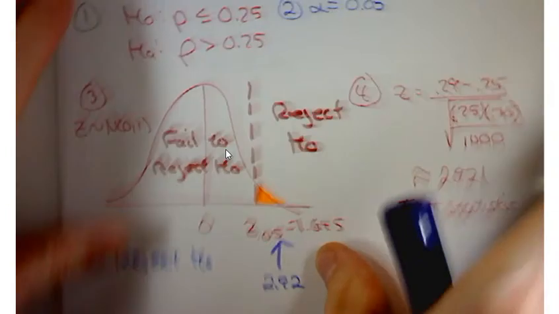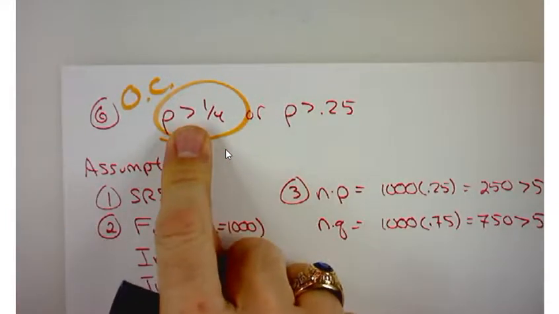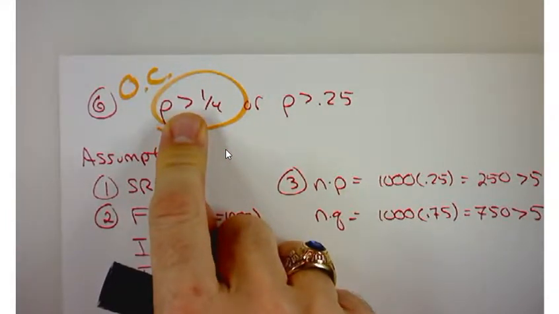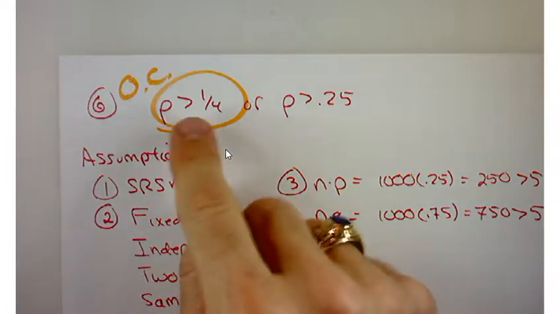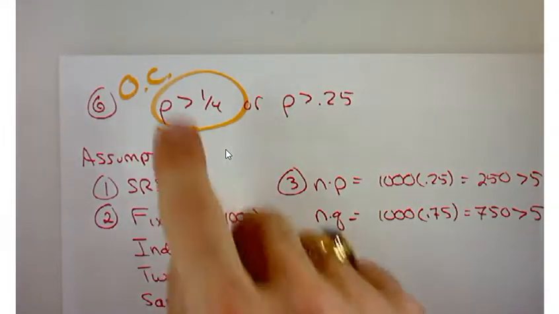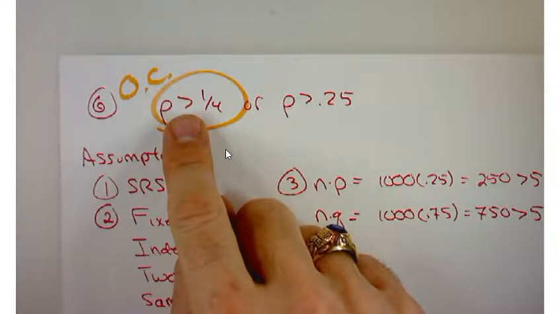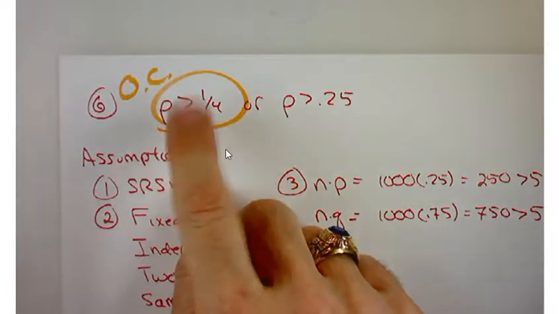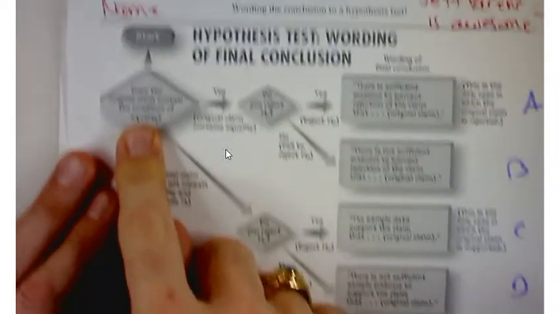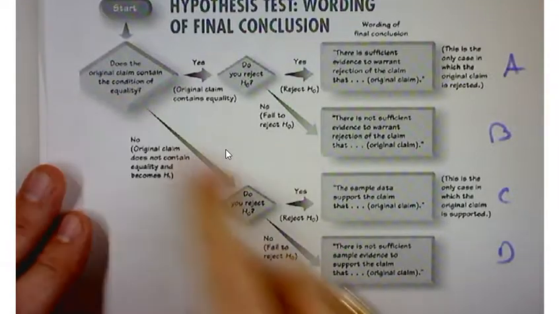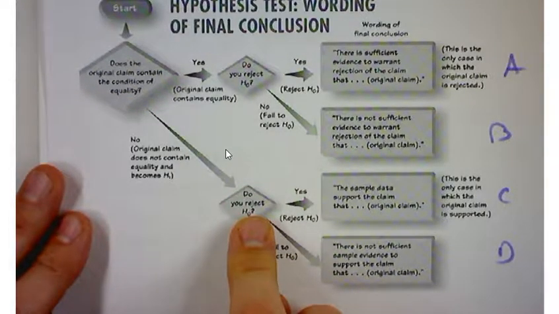So, let's go back up to the top here. This was our original claim, that more than a quarter of people are ready for self-driving cars. Okay. Does this claim contain the condition of equality? No. There's no equal to here. It's not a greater than or equal to, a less than or equal to, or an equal to. It's just not there. So, does the claim contain the condition of equality? No. Did we reject H naught?